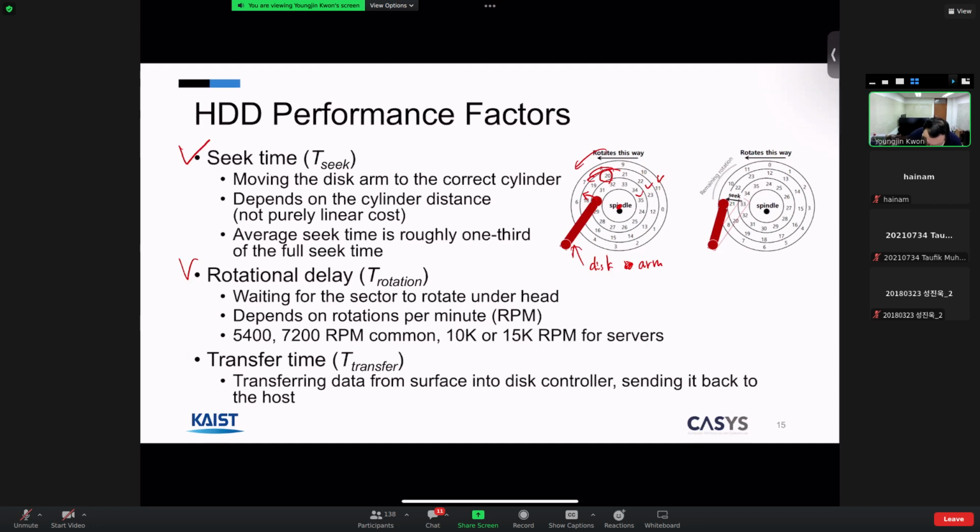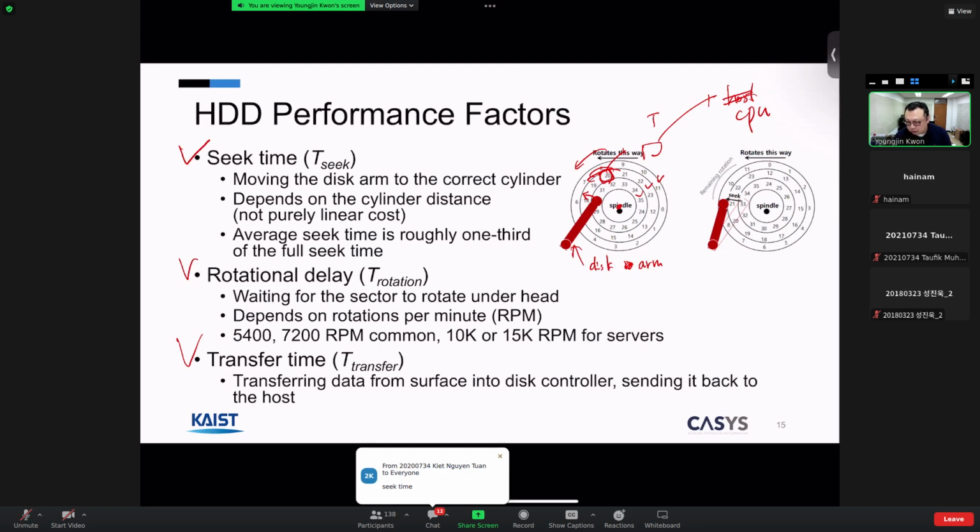Then these blocks, these sectors, are copied into a buffer and go to the host system, to the CPU, through a DMA operation. That's called transport time. Among the three, seek time, rotational delay, and transport time, which one takes the most? Obviously, seek time. Okay, seek time is the slowest.